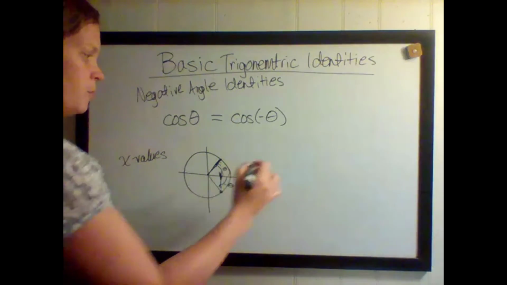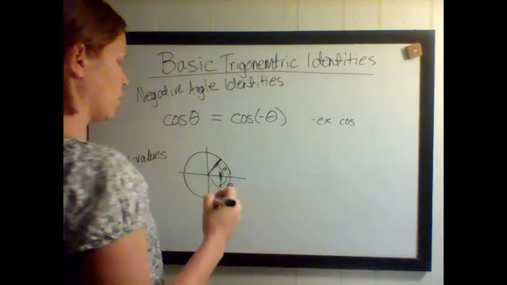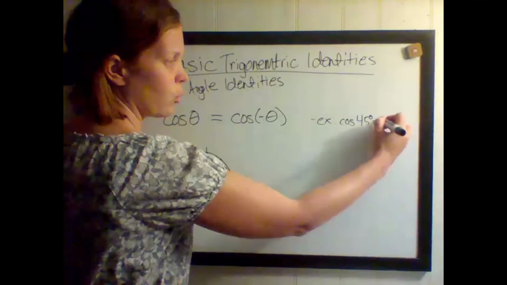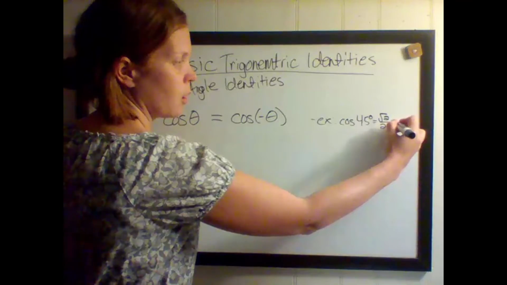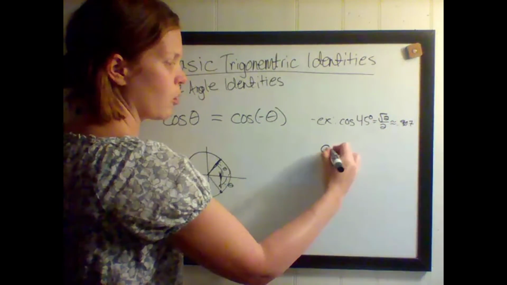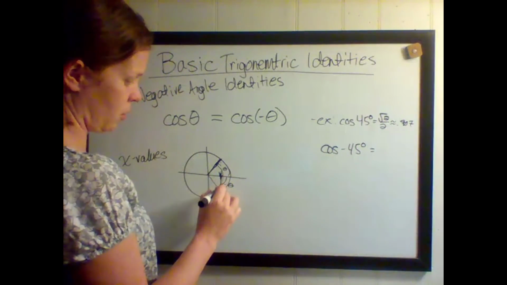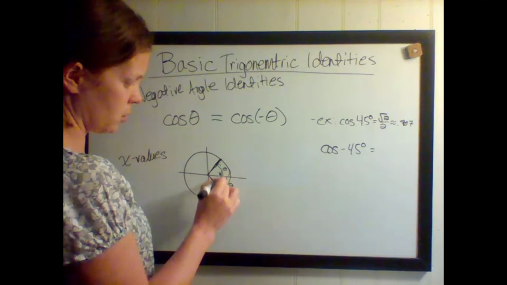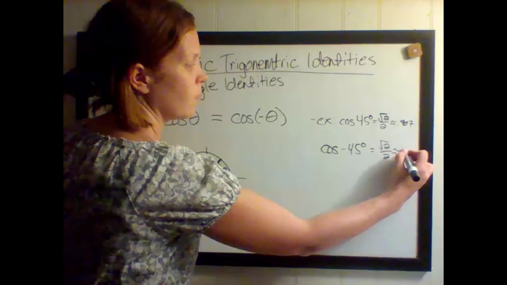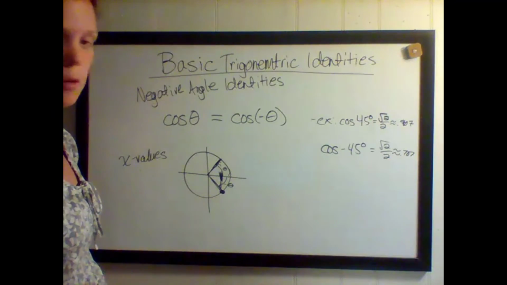Let's check out cosine of 45 degrees. This is root 2 over 2. If you put it in your calculator, it's going to say 0.707. If you did cosine of negative 45 degrees, right now I'm down here. The x value is also going to be a positive root 2 over 2. So cosine of theta is equal to cosine of negative theta.